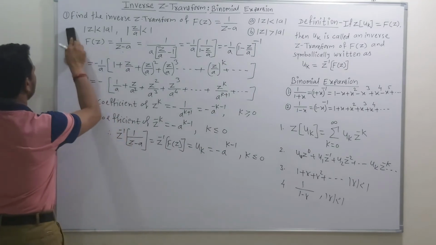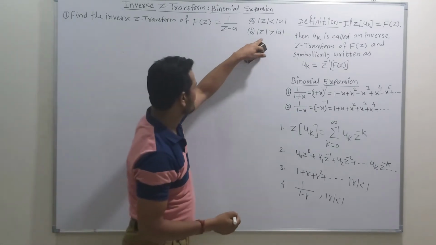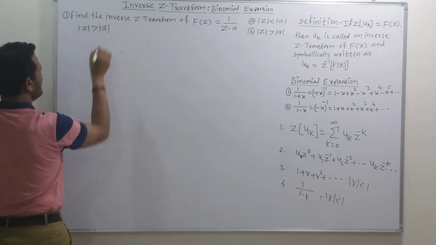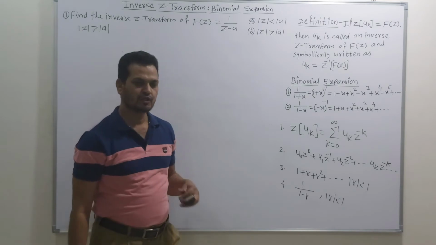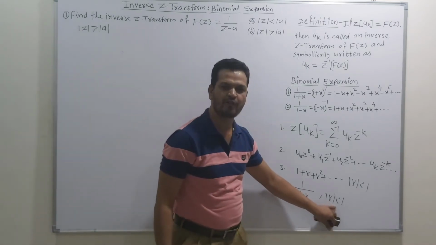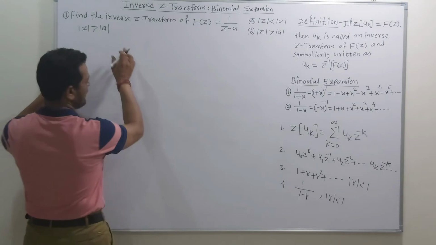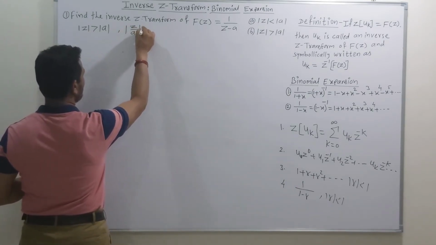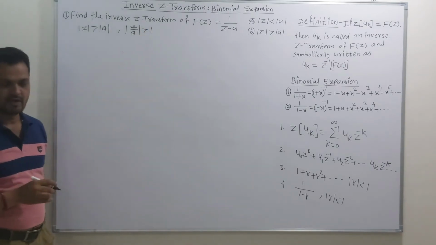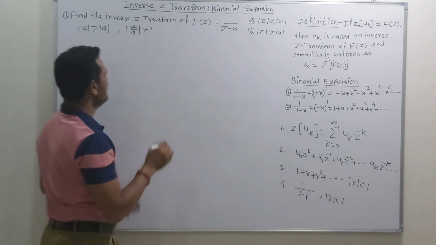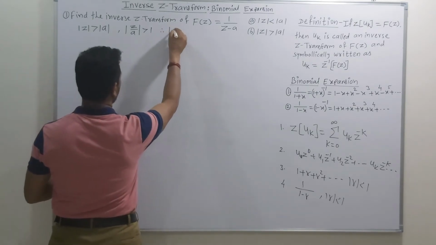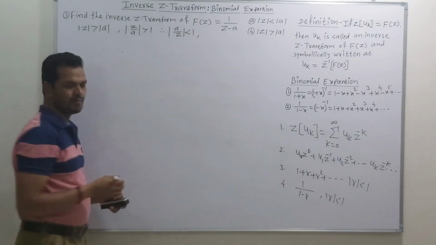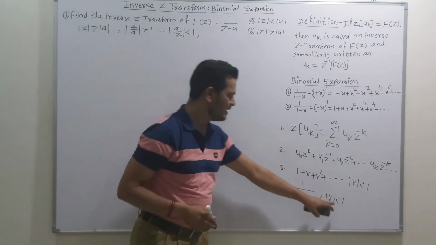Now friends, here the second condition is that mod of z is greater than a. According to the geometric progression concept, first write down mod of r less than 1. If we write this condition, we get z upon a is greater than 1, but we require this as less than 1. Therefore we can take the reciprocal of this term, so we get a upon z is less than 1. So this is the value of mod of r less than 1. So this is the condition.